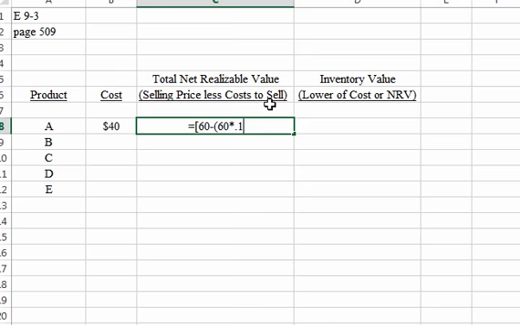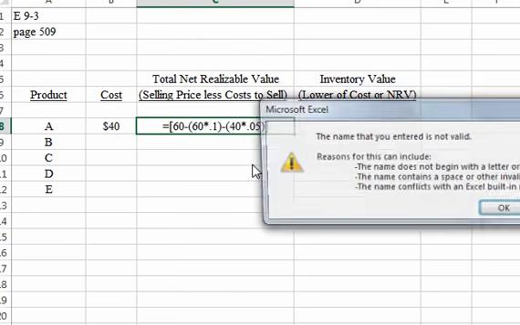So 60 was our selling price. And we also want to subtract out 5% of cost. The cost was 40 times 0.05. And we'll see if I got that formula correct. What we're doing here, you guys, is the sales price 60 minus 10% of the sales price. That's your sales commission. Minus 5% of cost, which is shipping. And that would give us our total net realizable value.